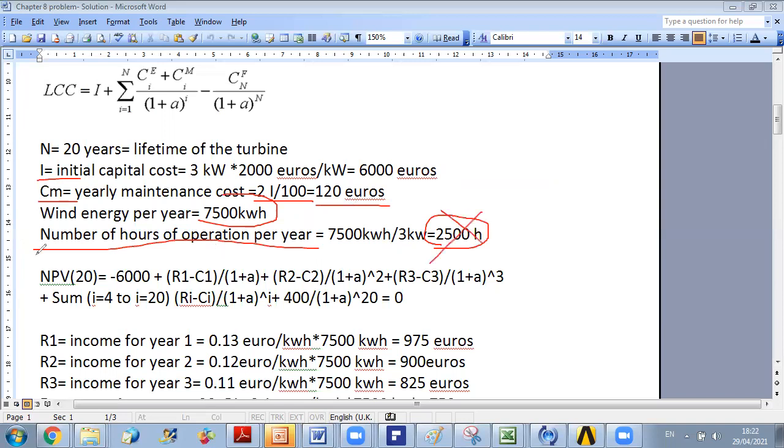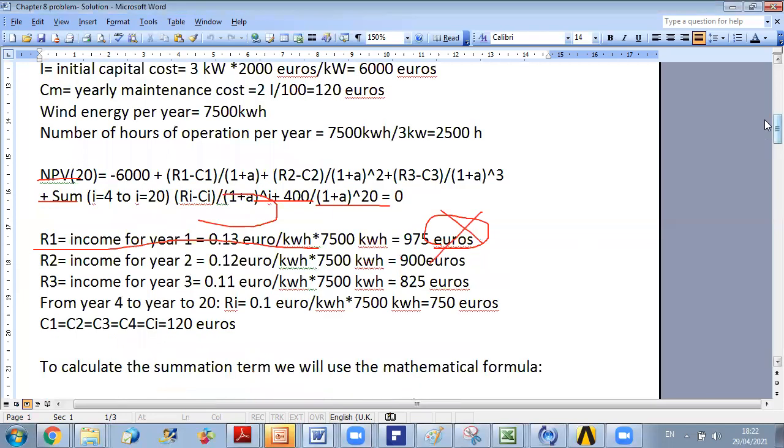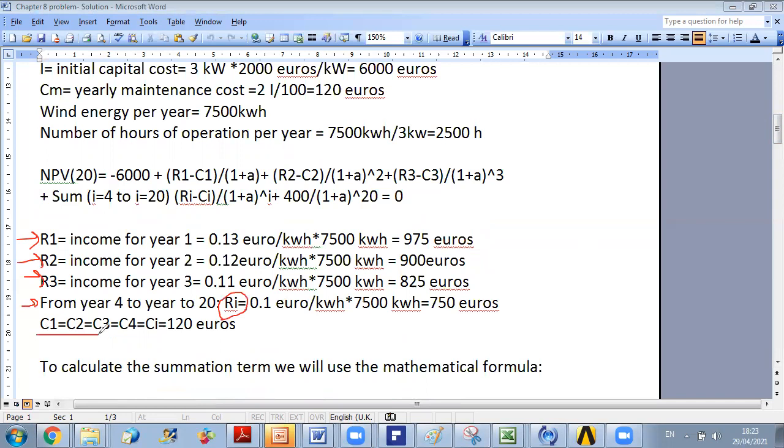Now, in order to assess the net present value for the lifetime of the equipment, we should determine the cost and the income for each year. For year 1, we multiply 0.13 by 7,500. The same for years 2 and 3, and then from year 4 to year 20, R_i will be constant, while the maintenance cost does not vary; it's the same over the years. Now we are ready to calculate our summation.